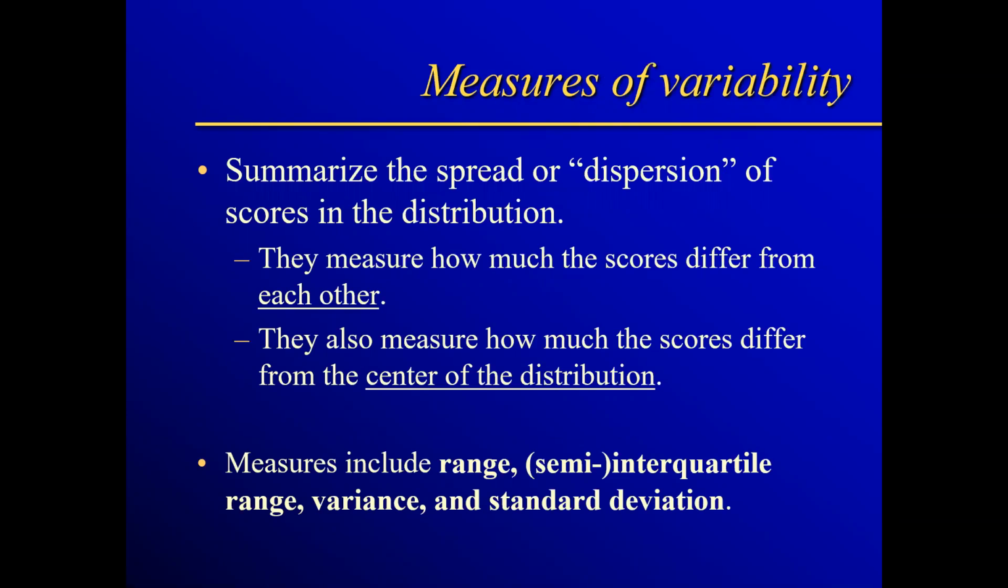So these measures of variability, and we're going to cover a few, summarize the spread of scores in our distribution. So we're seeing how far our scores are spread out. They can measure how much the scores differ from one another, especially in regards to range. But they also measure how much scores differ from the center of the distribution. But we're going to get into that in a little bit. So some of the things that we're going to be talking about today are range, semi-interquartile and interquartile range, and variance and standard deviation. So let's jump into it.